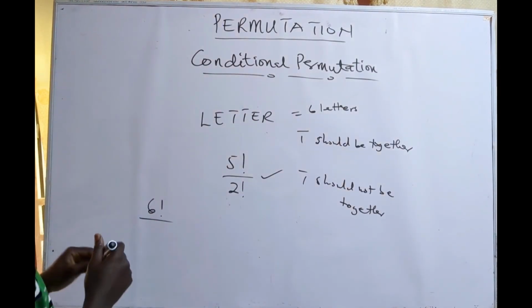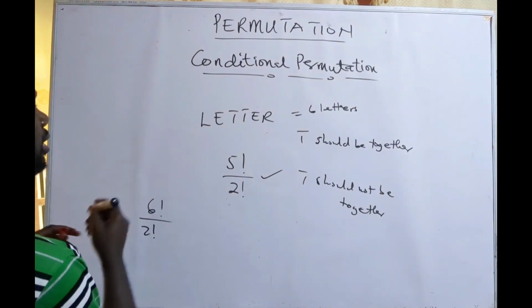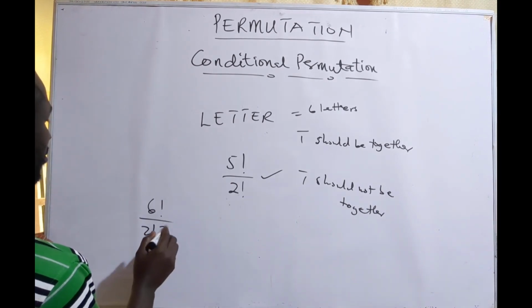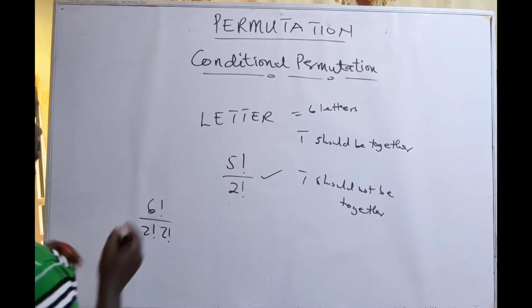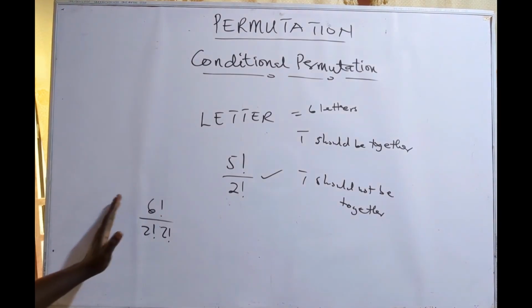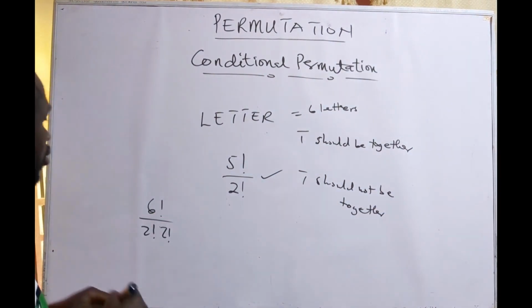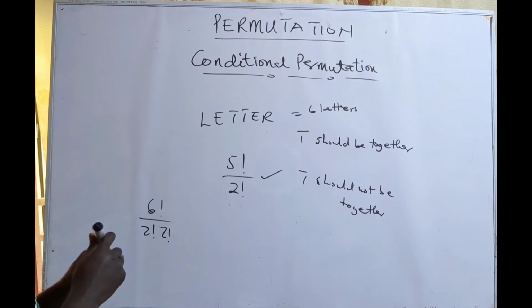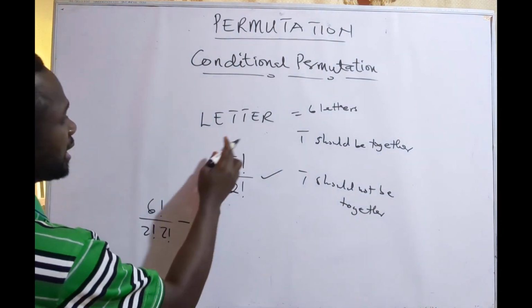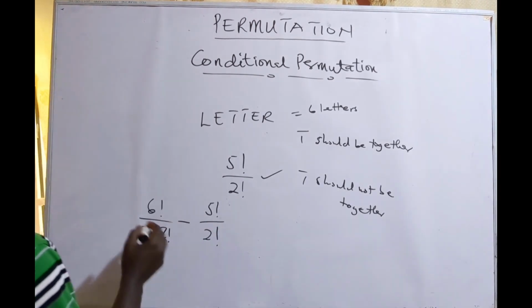And then we have some letters that are alike. That is T, so divide by 2 factorial, and then that is E, so another 2 factorial. The L and the R are not the same. So this is how your arrangement is going to be if you are picking all at a time. But say T should not be together. Then you subtract the case where T should be together, which is 5 factorial divided by 2 factorial. And this should be your answer.